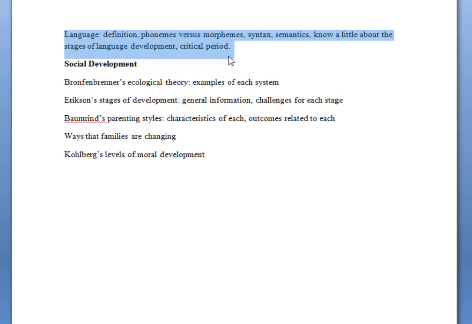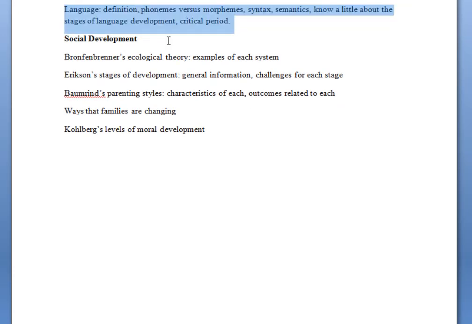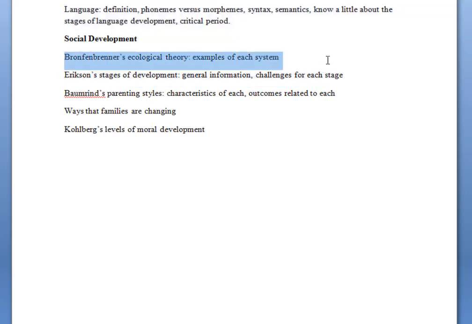Now, if you learn one language by age 7, then it is possible that you can learn a second language, at least to a certain extent, but it's a lot easier if you learn it earlier. All right, and then our last lecture was on social development, so we talked about a few different theories of parts of our environment that impact us.